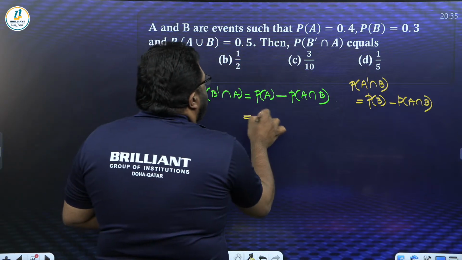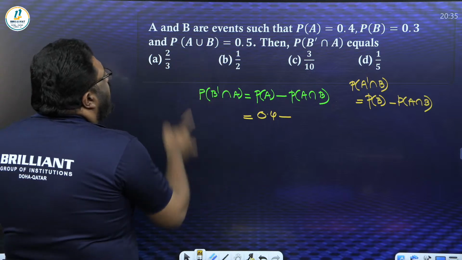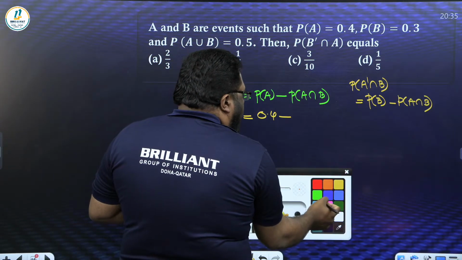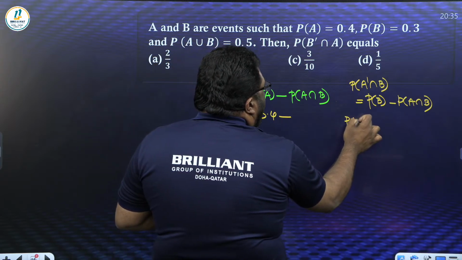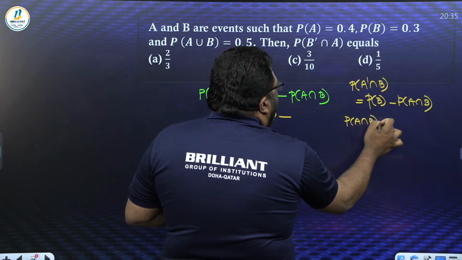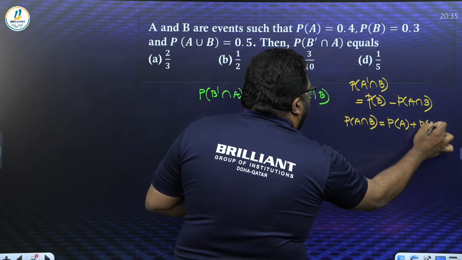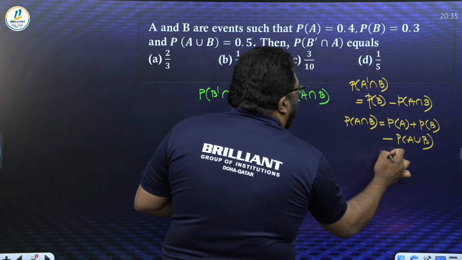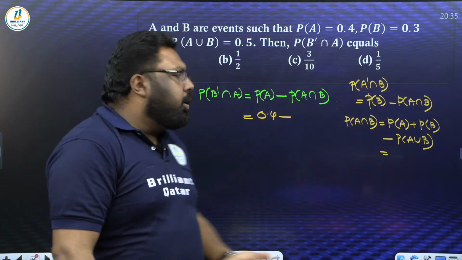P of A is 0.4. P of A intersection B, I don't know, but they gave me A union B. So let's find that from that concept. All of you going back to the formula. So what is P of A intersection B from addition theorem? It is P of A plus P of B. It's just rearranging the addition theorem that you studied. Okay, so just bring A intersection B to the left side, A union B to the right side.